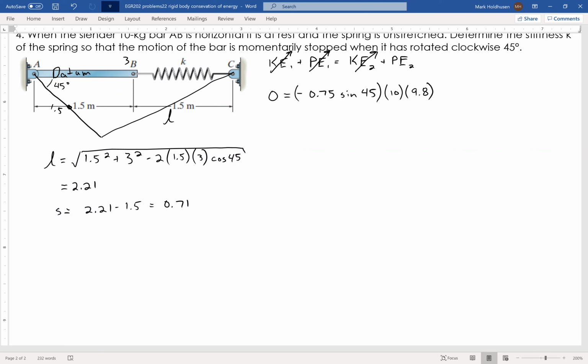So the potential of the spring is always positive, so it's going to be plus 1/2 k times s squared, which is 0.71 squared. Now, of course, k is what I'm looking for. Everything equals 0, right? Or PE2 equals 0, so I just solve this equation for k, and I find that k equals 206 newtons per meter.